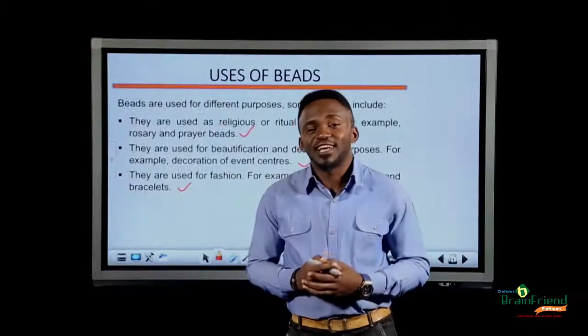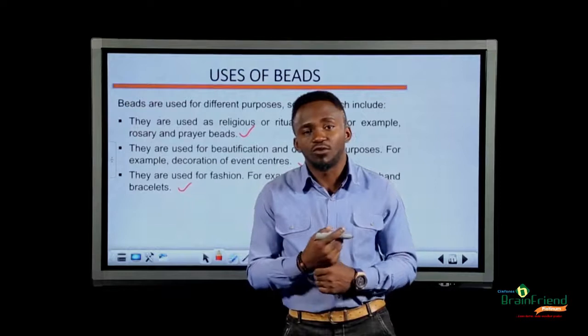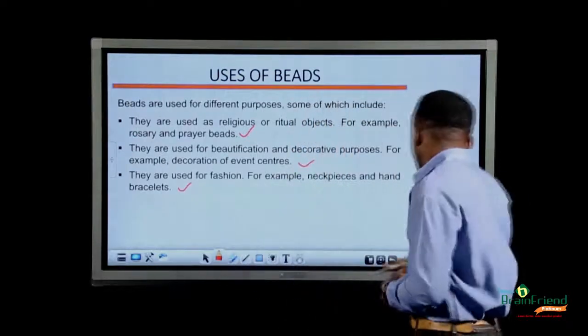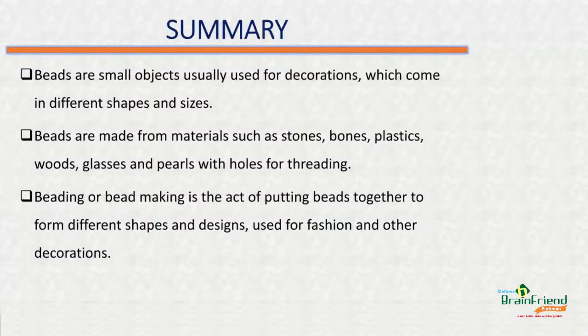We've come to the end of this class, but before we go, let's take a quick summary of what we've learned so far. We learned that beads are small objects usually used for decorations, which come in different shapes and sizes. We also learned that beads are made from materials such as stones, bones, plastics, woods, glasses, and pearls with holes for threading. Moving on, we learned that bead making is the act of putting beads together to form different shapes and designs used for fashion and for other decorations.